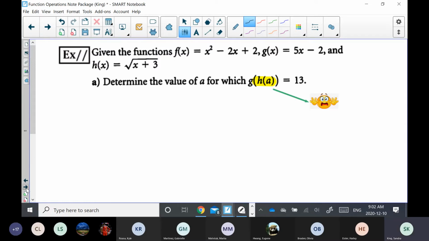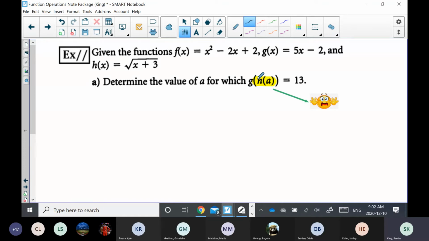Okay, let's look at this. So given the functions, look what they've given me, 3 functions, f of x, g of x, and h of x. So they've given me 3 different functions. Now we're doing something we haven't ever seen before. So we're going to be doing a composition of functions, and we're going to be letting it equal a number. Okay, so we haven't done that yet.